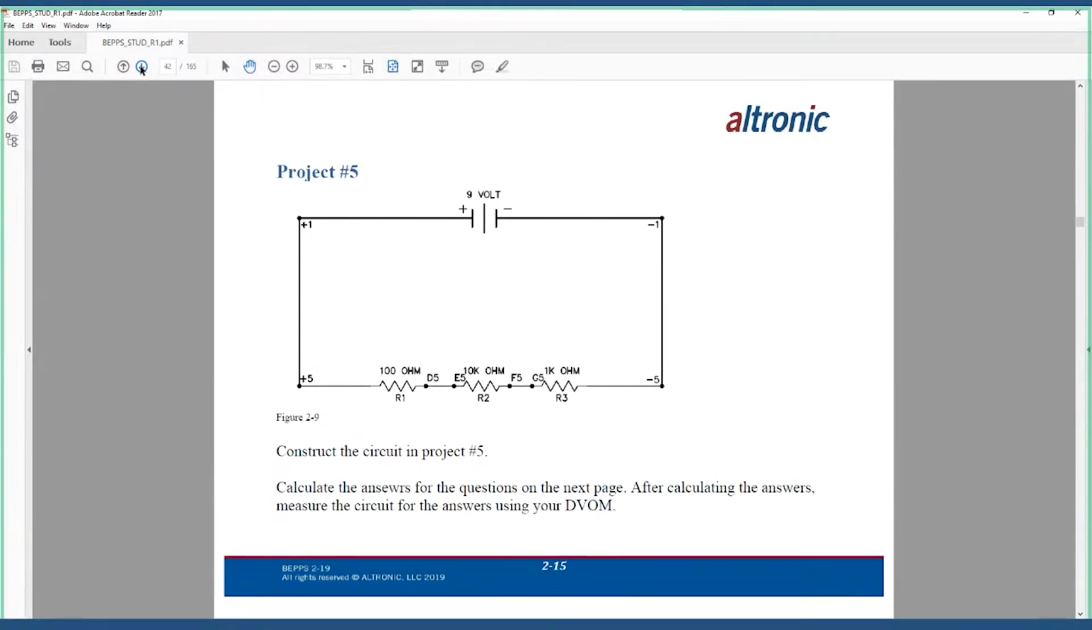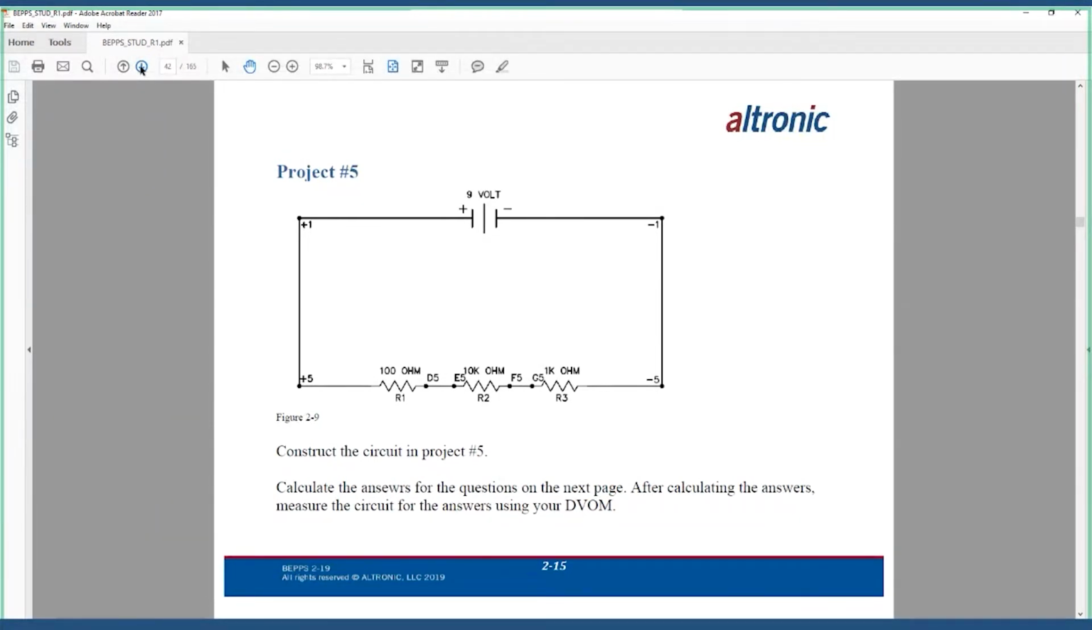So now let's calculate what our total amperage will be for this circuit. So again, that's going to be 9 volts divided by 11,100. I'm coming up with, and I'll call it all the way out this time, I won't round off, 0.00081081.